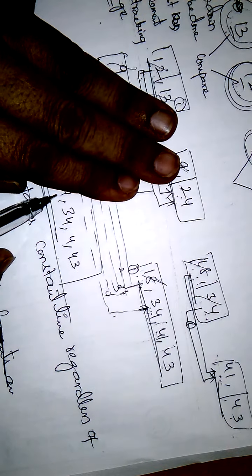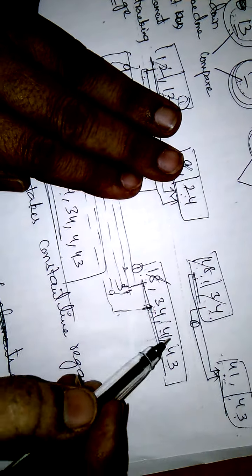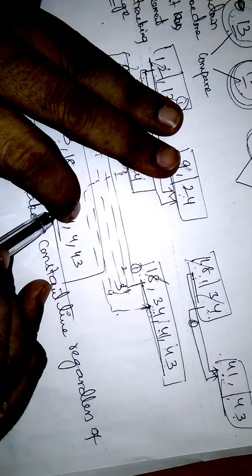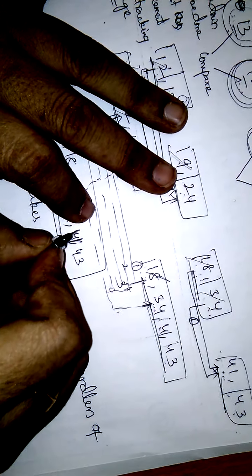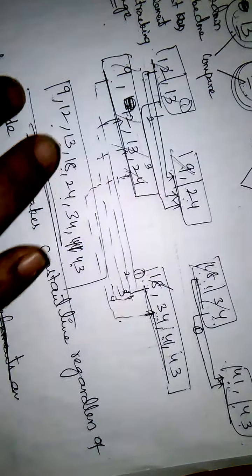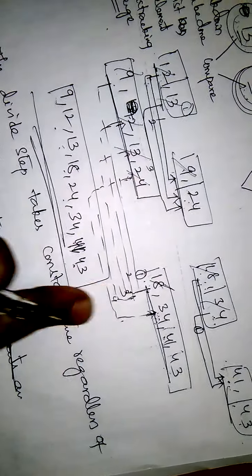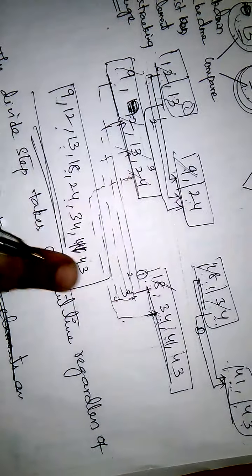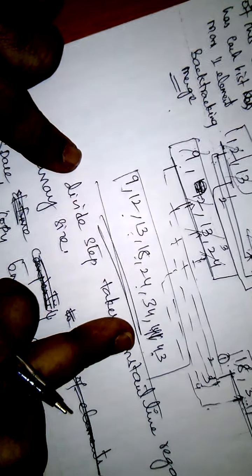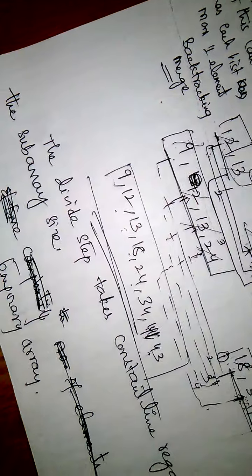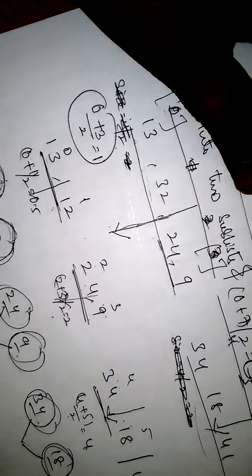So the first sublist is completed. The remaining elements are 34. Put in the list 41 and 43. This is called the main sorted list. We have merged all these n sublists with a single element into a single sorted list. Okay, this is the idea of merge sort.